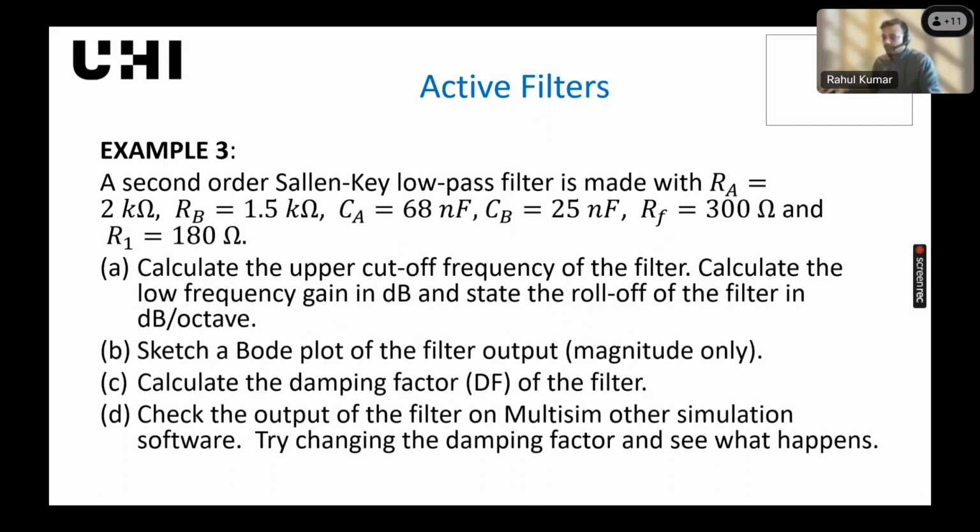Okay. Now, here is an example. You are given a second order Sallen-Key low pass filter. The two values of resistance are given, the capacitances are given, and the values of RF and R1 are given. So you have to calculate the cutoff frequency, sketch the Bode plot, calculate the damping factor, and again check the output on Multisim.